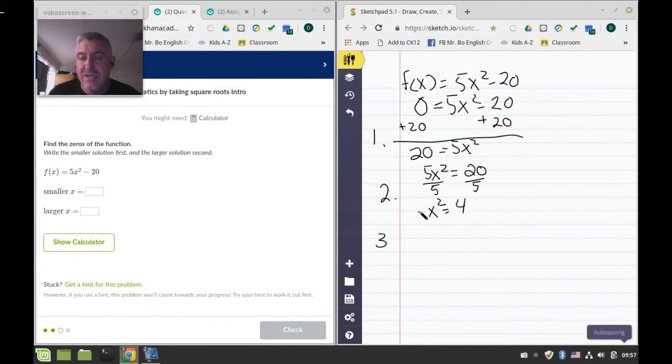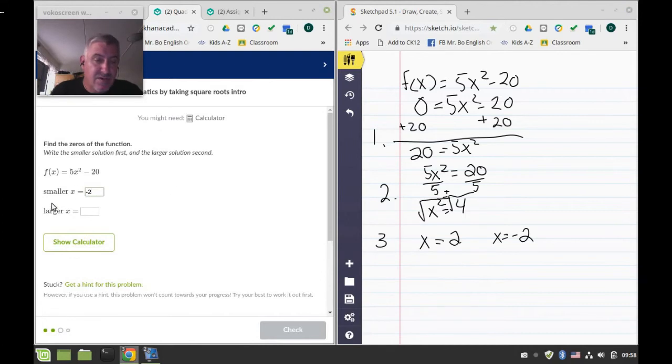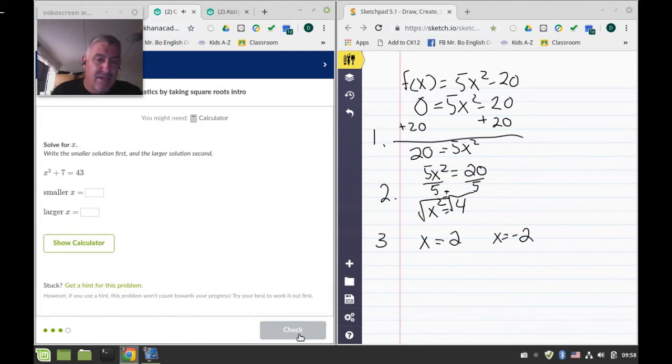And so my step 3 is take the square root, positive, negative, and x is equal to positive square root of 4 is 2, and negative square root of 4 is negative 2. So our smaller x is negative 2, and our larger x is 2. And these numbers are positive and negative pairs, but that doesn't always happen. And I think next video we'll show sometimes when that doesn't happen.